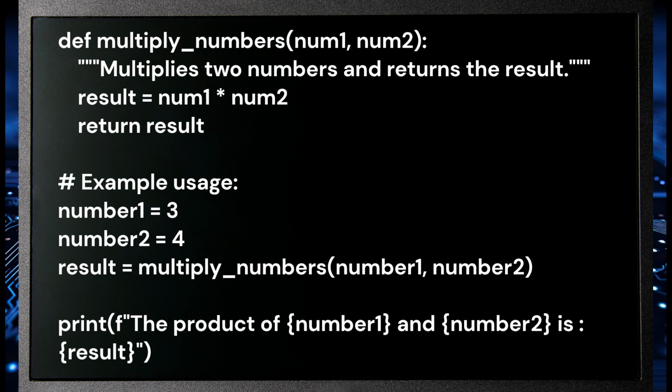Here, we've called the function multiply_numbers with the arguments 3 and 4, and assigned the result to the variable result. The code will multiply the two numbers together and return the result, which will be assigned to the variable result.